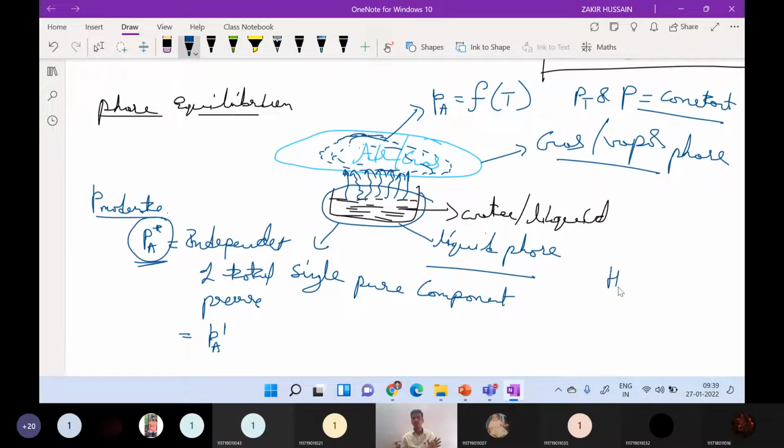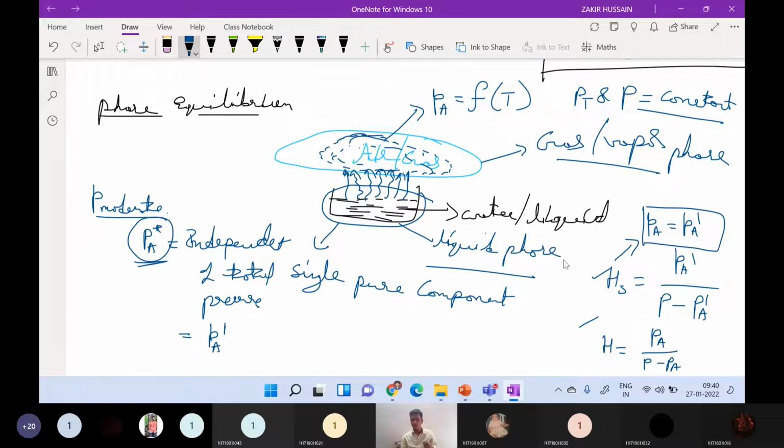What is the definition of Hs? Hs is the saturation humidity, which applies whenever the partial pressure is equal to the vapor pressure of the liquid. Then only we write this formula: vapor pressure divided by total pressure minus vapor pressure. Whereas for normal humidity, it is the partial pressure of A divided by total pressure minus partial pressure. Like this we write 1 and 2. So this relationship, where the partial pressure is equal to the vapor pressure, is valid at phase equilibrium or saturation conditions.